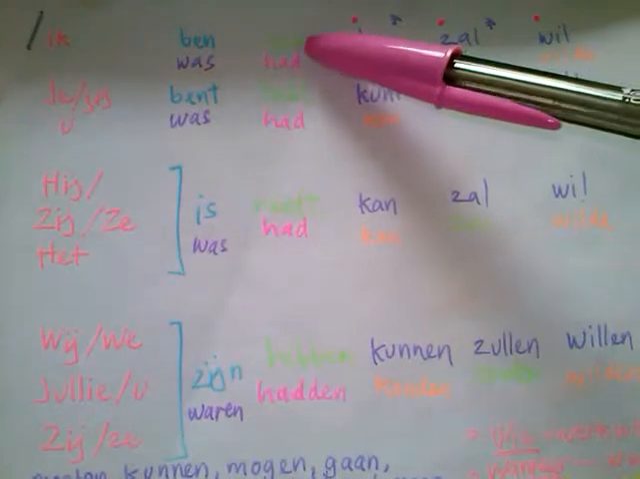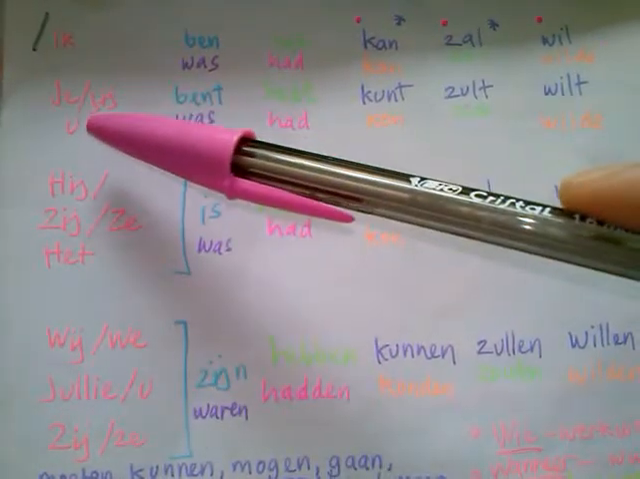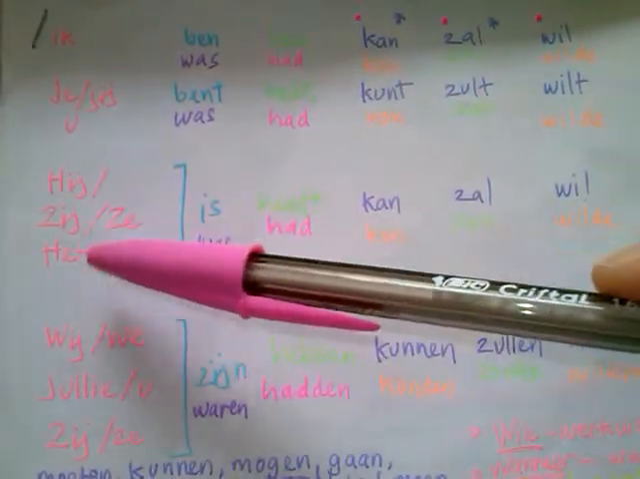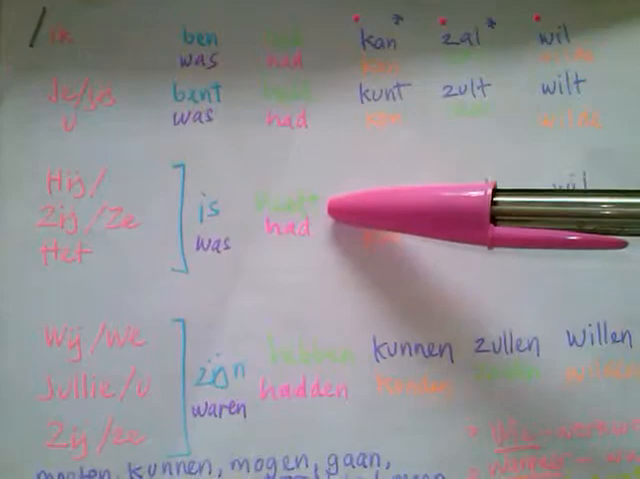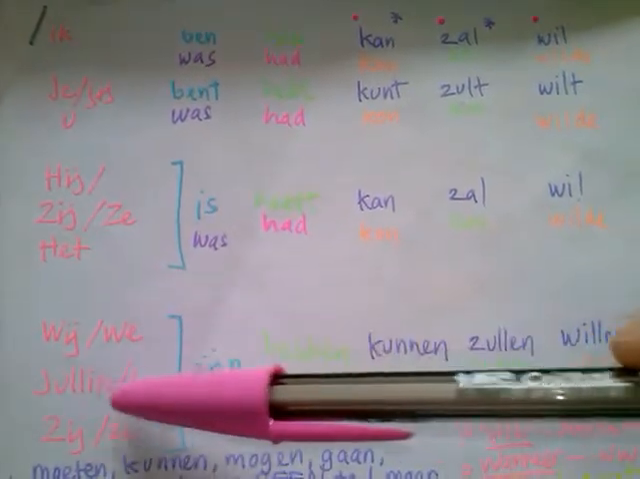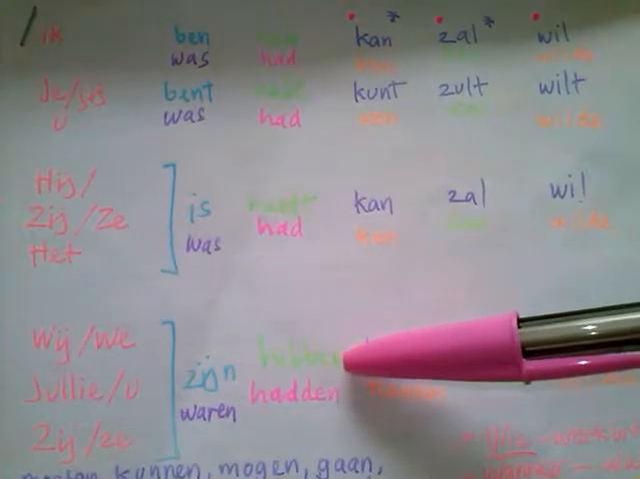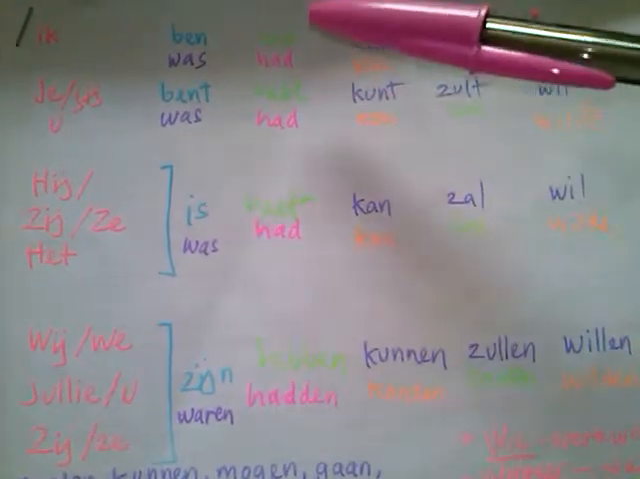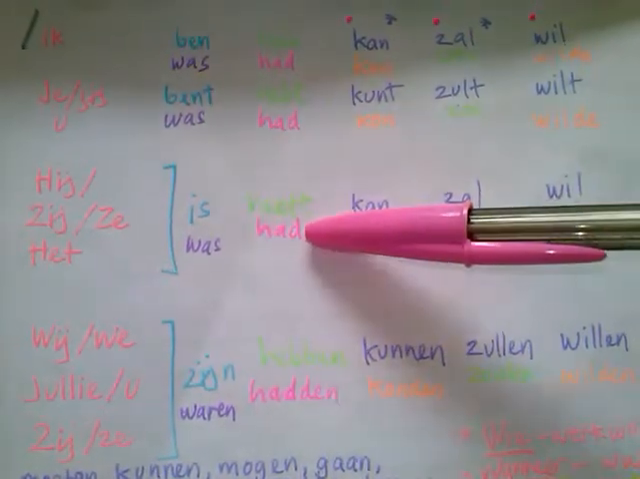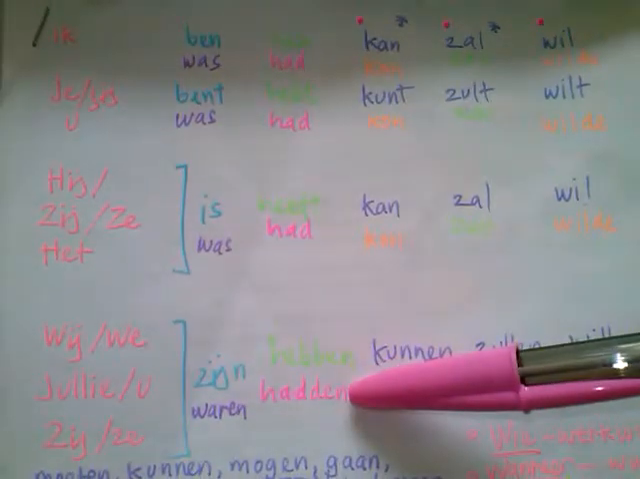Ik heb. Jij, u, hebt. Hij, zij, ze, het, heeft. Wij, we, jullie, u, zij, ze, hebben. The past is had. For more than one person, hadden.